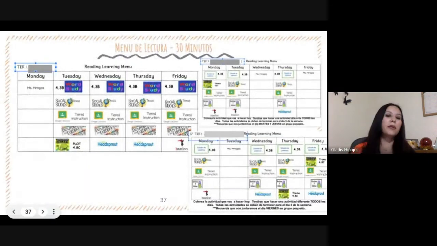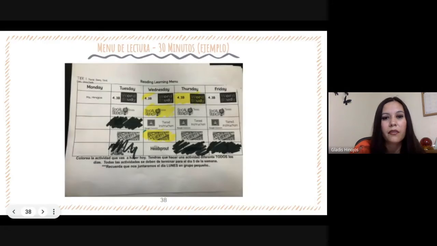Now I'm gonna move on a little bit to reading. This is how my reading looks. Same thing, I have 2 different groups, but this is the opposite. In reading, I have 2 tier groups, one English and one Spanish. So I'm gonna show you how I differentiate for them.